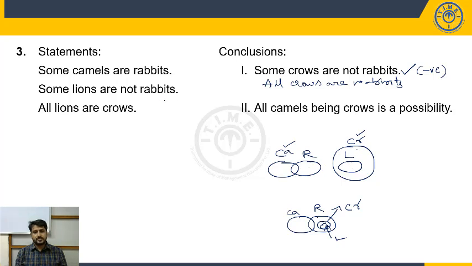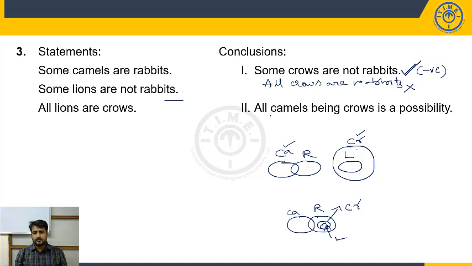But as per the second statement, all the lions should not be rabbits. Some part should be outside. Can we draw like that? No, it is not possible to draw. So we are unable to prove it in any diagram. So this conclusion will still remain true.